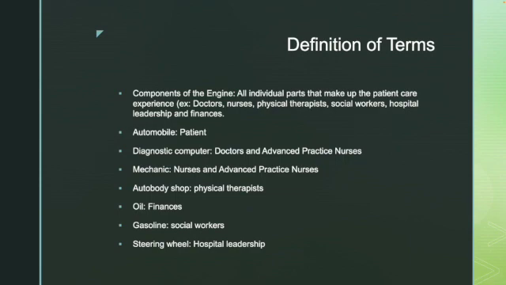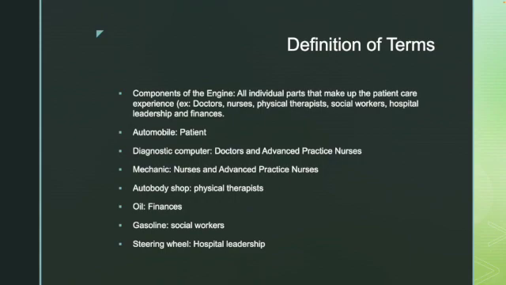The diagnostic computer that they use to treat and figure out what's wrong with the car is the doctors and the advanced practice providers. They have the mechanics, which are the nurses, and in some cases the advanced practice nurses. They have the body shop, which is the physical therapist. Oil, which is the finances or money. Gasoline, which are the social workers, and they get things going and get working on the patient and getting them a plan to leave the hospital. And then the steering wheel is hospital leadership, because they direct the patient process from a facility perspective.